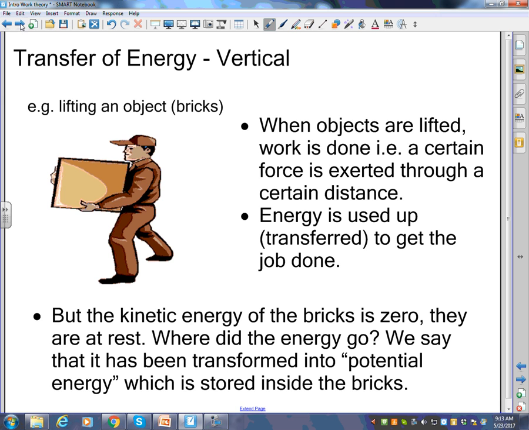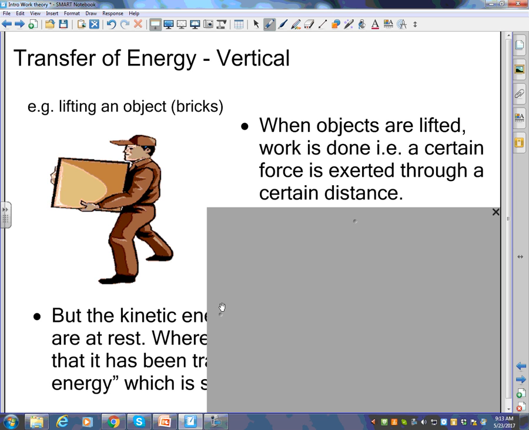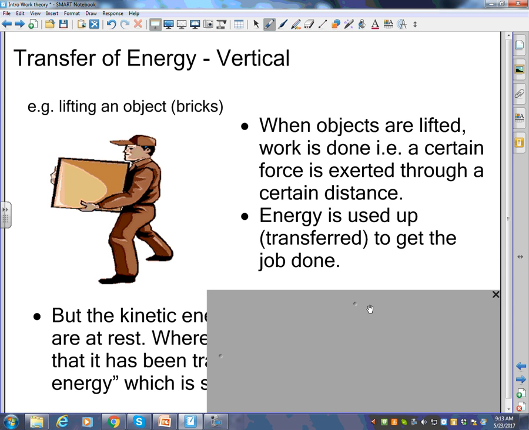Okay, what about vertical transfer of energy? Here's a guy lifting a box. I don't know why I said bricks. When objects are lifted, work is done. A certain force is exerted through a certain distance, right? You apply a force upward, and the box, whatever it is, is lifted through a certain distance. Energy is used up or transferred to get the job done. As you lift something, you are transferring energy to the box.